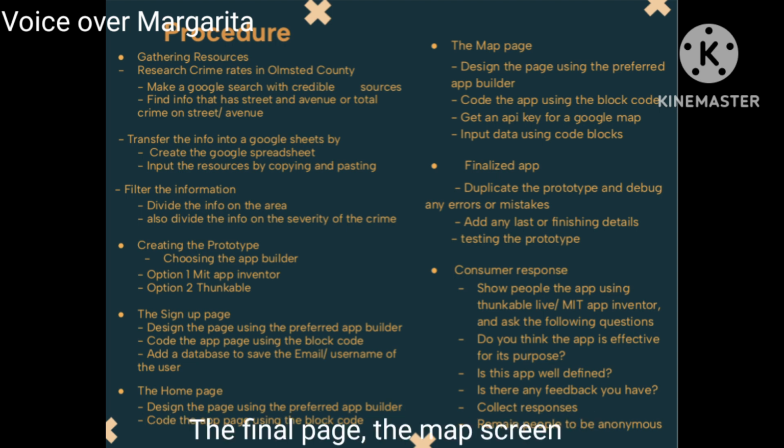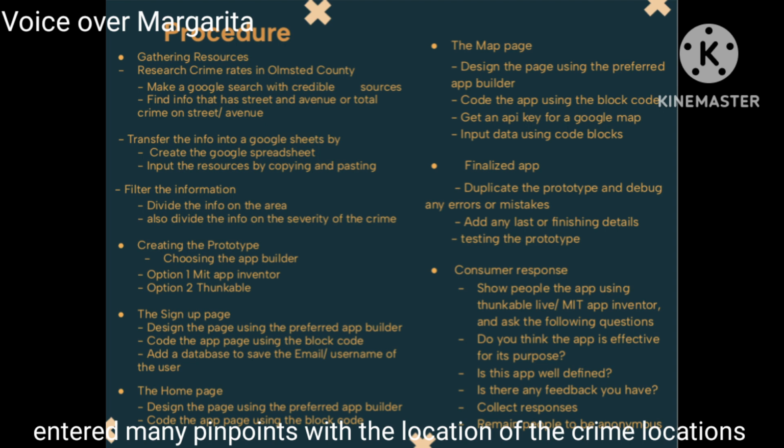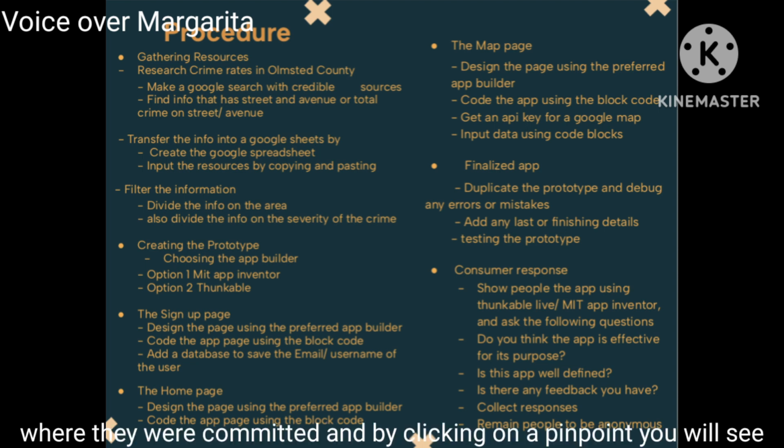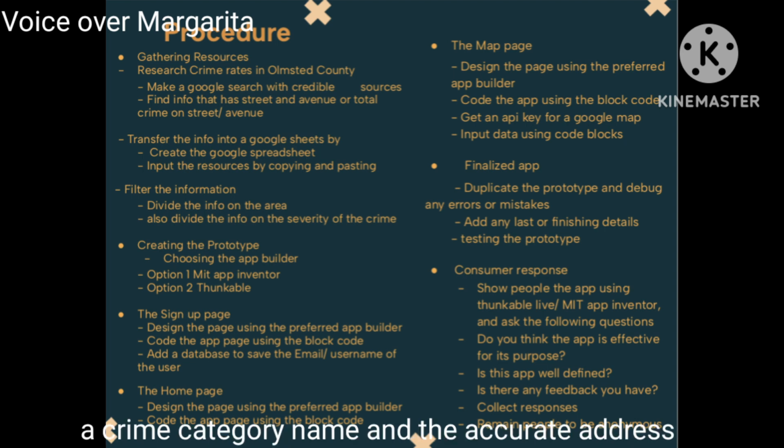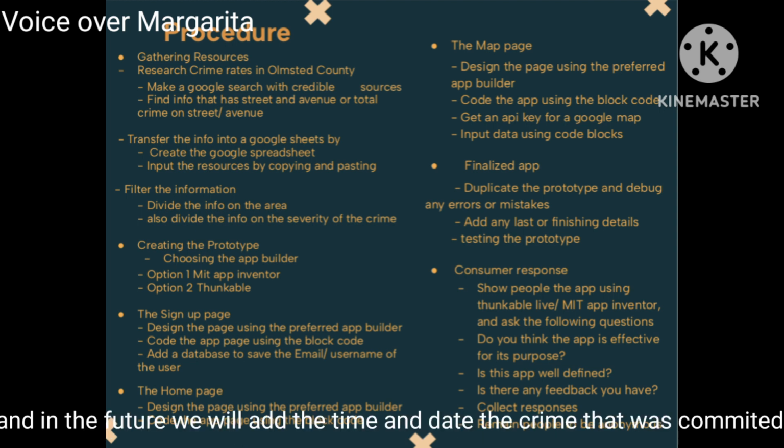And then for the map page, we used a Google Map with an API key, and we also entered many pinpoints with the crime locations where they were committed. By clicking on a pinpoint, you will see a crime category name and the accurate address, and in the future we're planning to add the time and date the crime was committed.